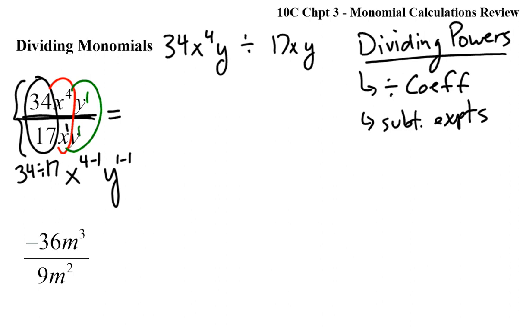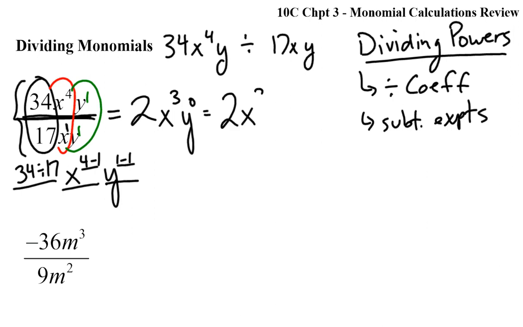When we take a look at this, 34 divided by 17 is 2. x to the 4 divided by x1 tells us to subtract exponents, so x cubed. And y divided by y becomes just y to the 1 minus 1, which is a y to the 0. So to fully simplify, 2x cubed and y to the 0 times, we really don't even need it right now. Simplified form would be 2x cubed. So the second example, same idea.